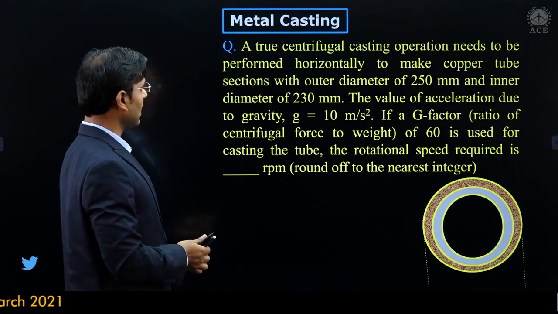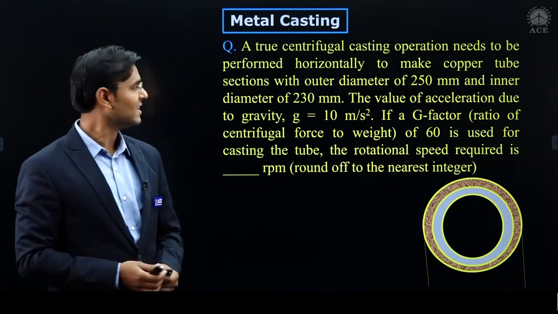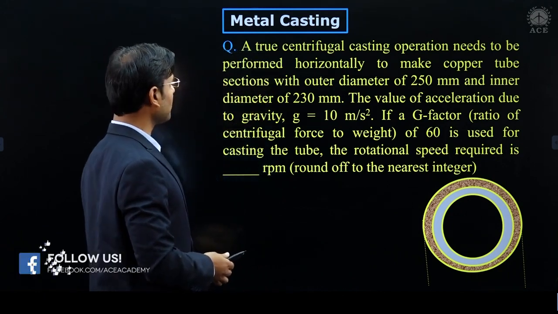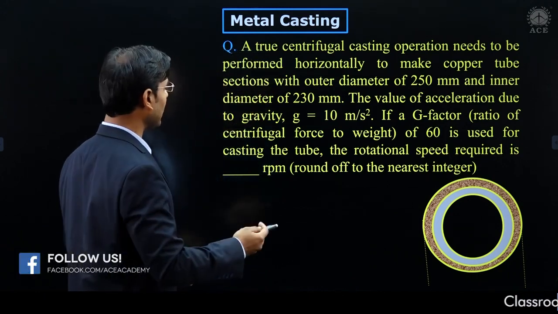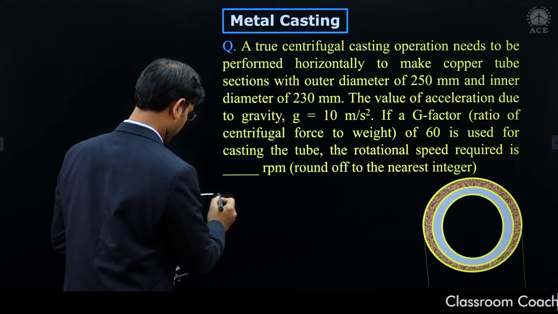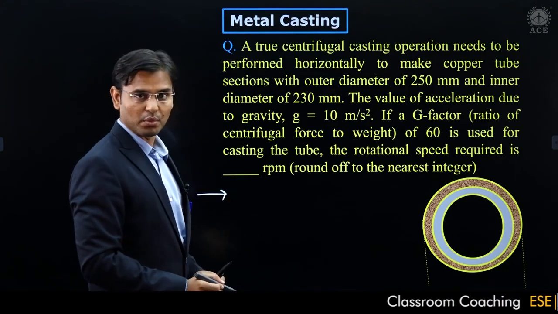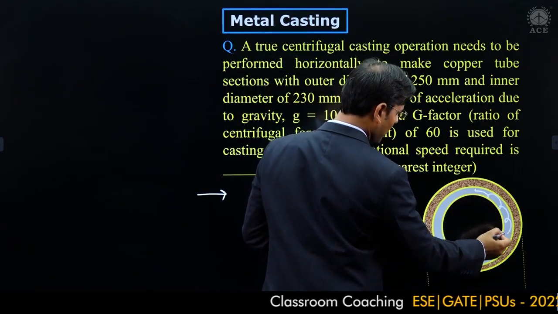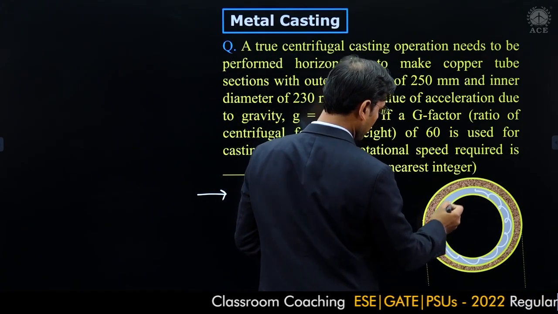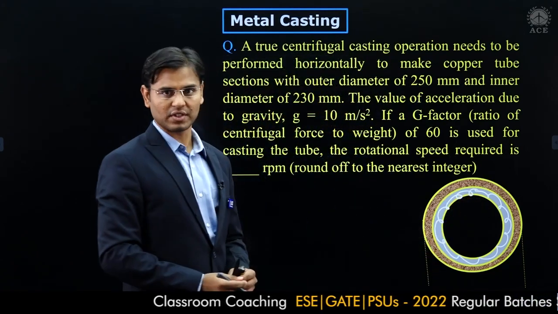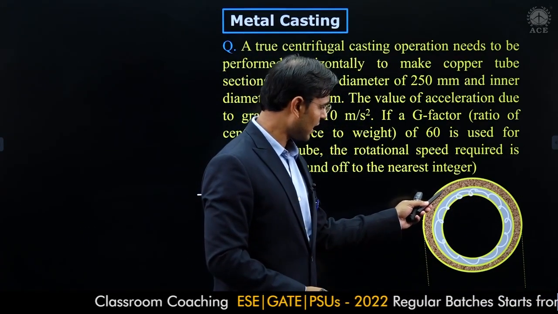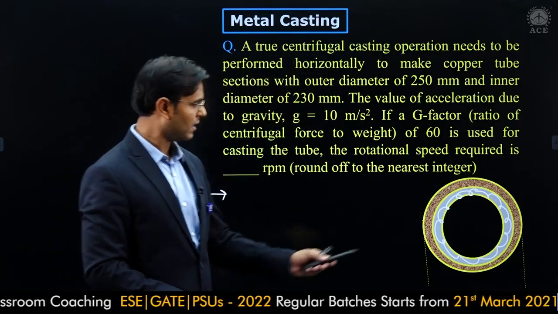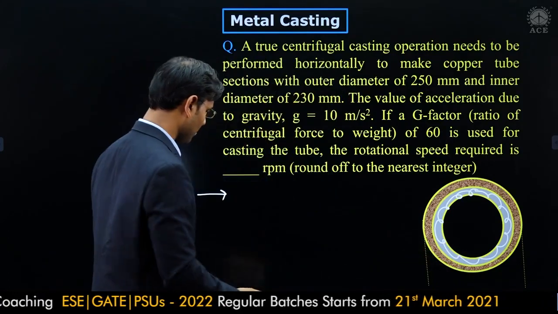Just see the question, it is asked on centrifugal casting. A true centrifugal casting operation needs to be performed horizontally to make a copper tube section. Here we have to make the copper tube. Just see, this is the copper tube. This copper tube we have to make by centrifugal casting process. We have the mold and we have to make the casting. Yeah, this tube we have to make.